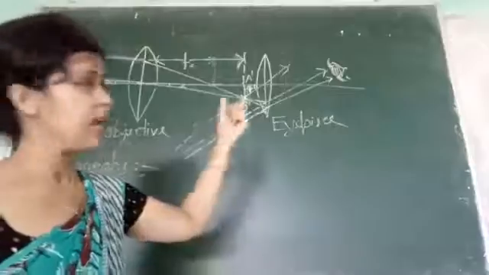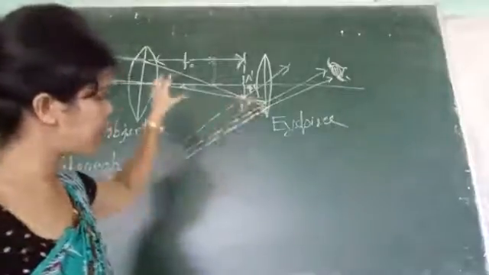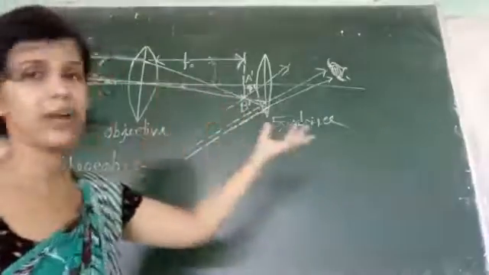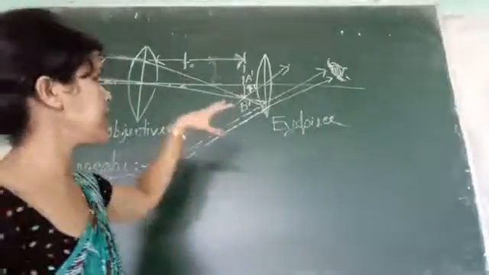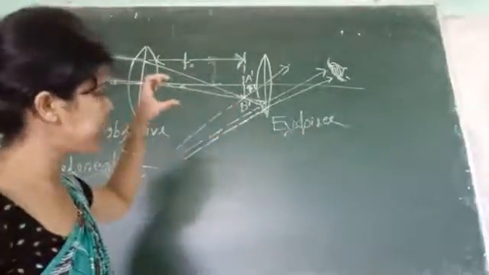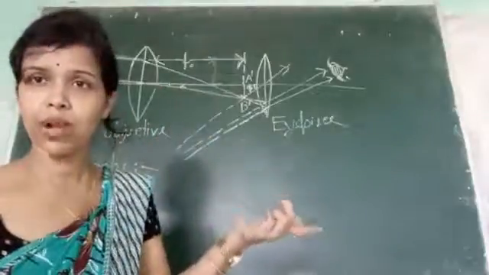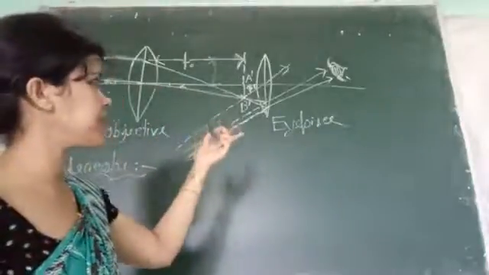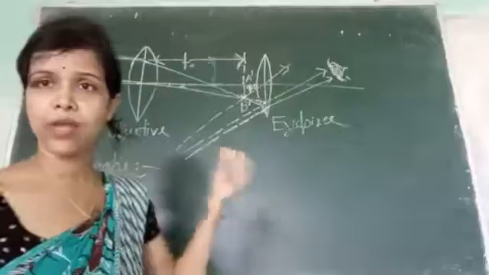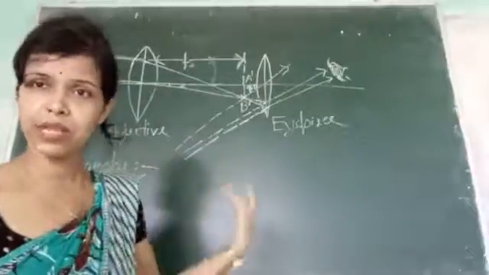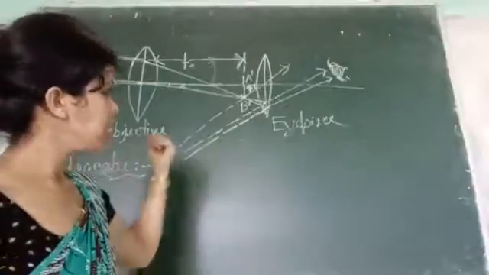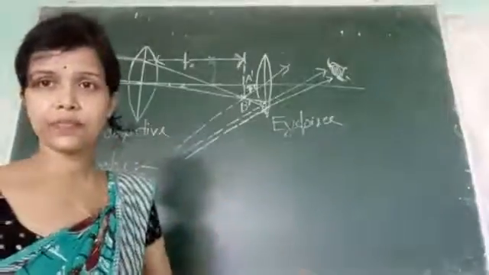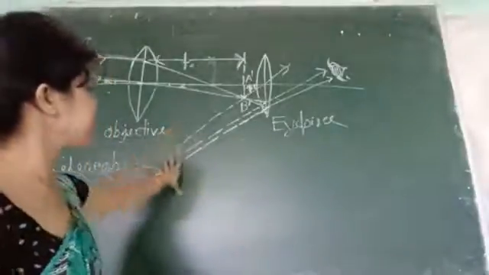That means after forming the image near to the eyepiece, it will act like a simple microscope. Since the image A dash B dash is formed at the focal length of the eyepiece, that is why the eyepiece will form the final image at infinite distance and in enlarged size.